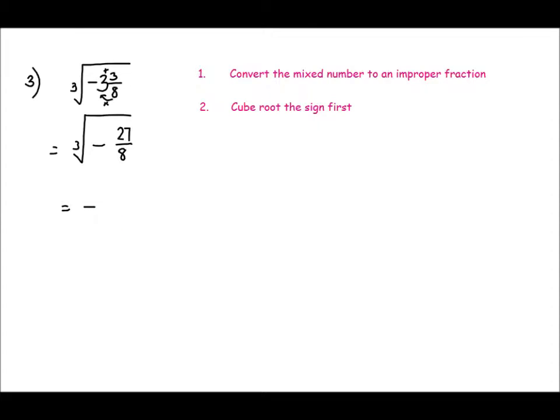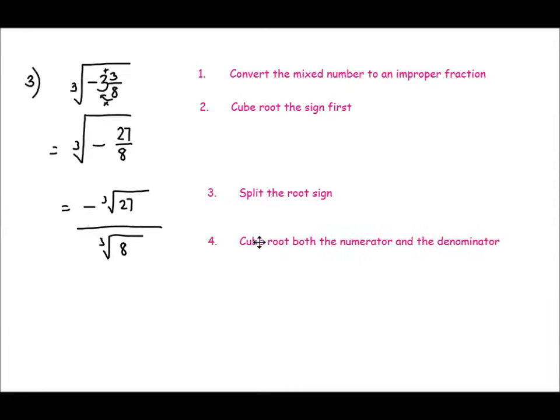The next thing we're going to do is we're going to split the root sign. And remember, it can only be done when we have multiplication and division. So we're going to find the cube root of 27 over the cube root of 8. Cube root both the numerator and the denominator. Your sign was negative. The cube root of 27 is 3. The cube root of 8 is 2.